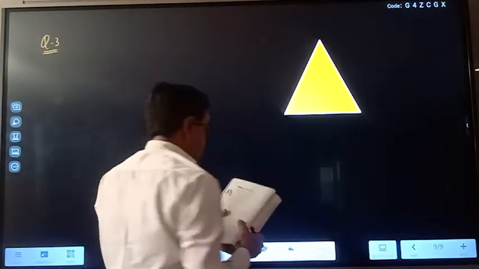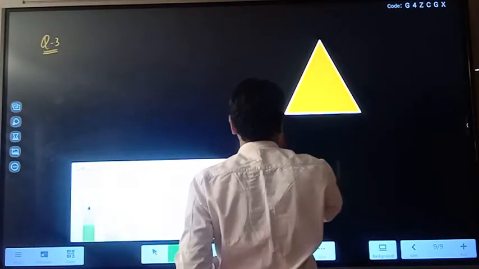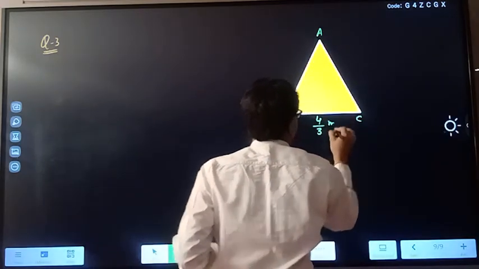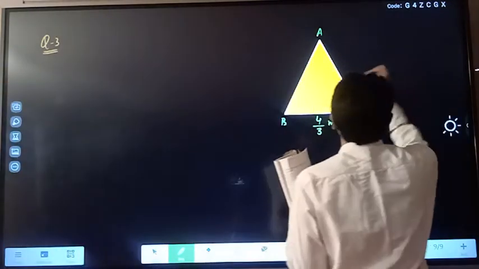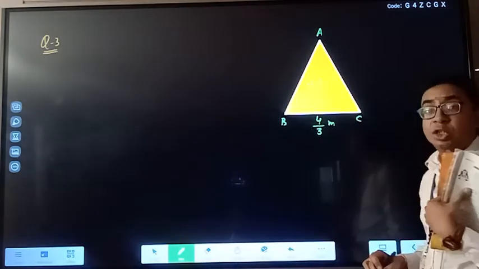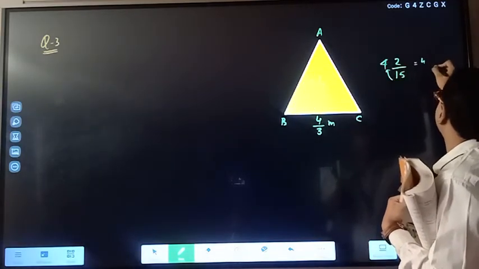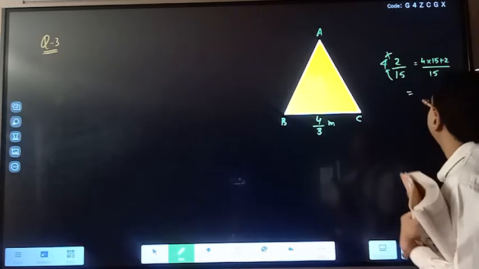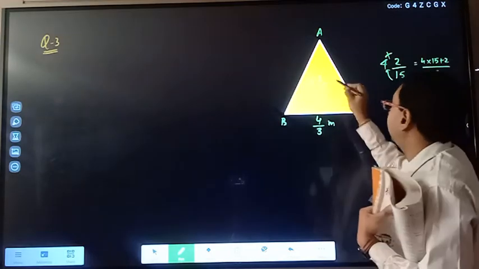The base of an isosceles triangle is 4 by 3 meter. So if I talk about triangle ABC, the base is 4 by 3 meter. Clear? The perimeter of the triangle is 4 2 by 15. It means we have to convert the mixed fraction into an improper fraction. How do we convert it? Multiply 4 into 15 plus 2 divided by 15. This is what we do. So we'll be getting 62 by 15. So the perimeter is 62 by 15.